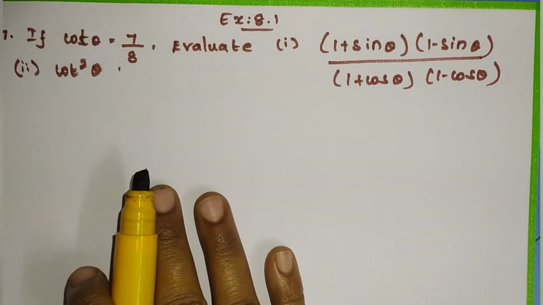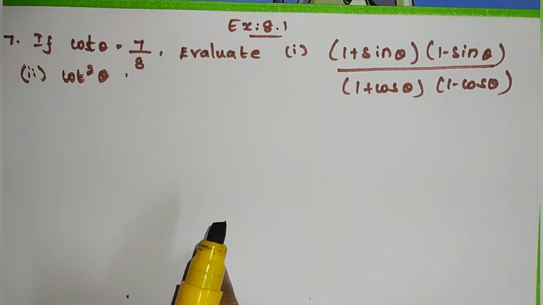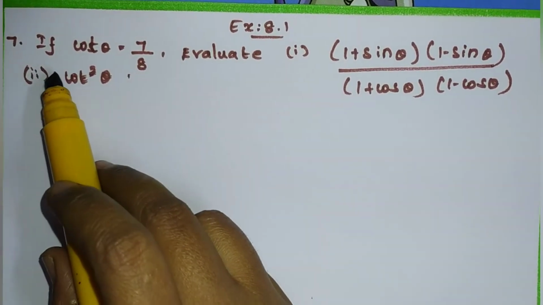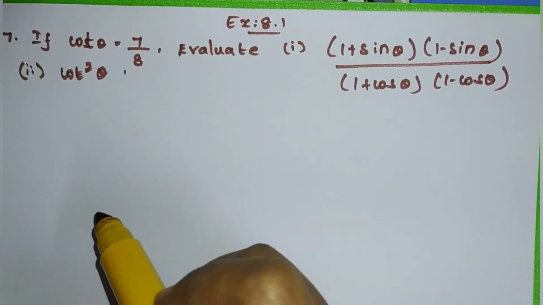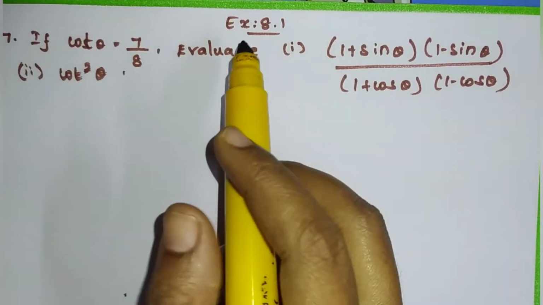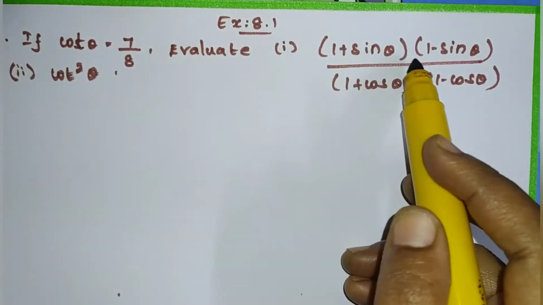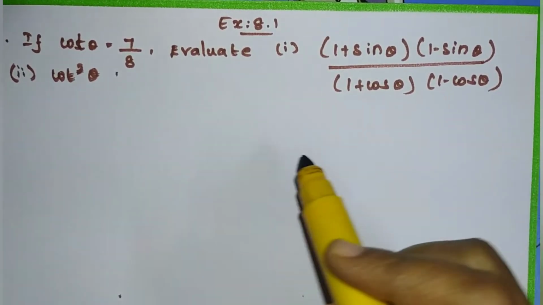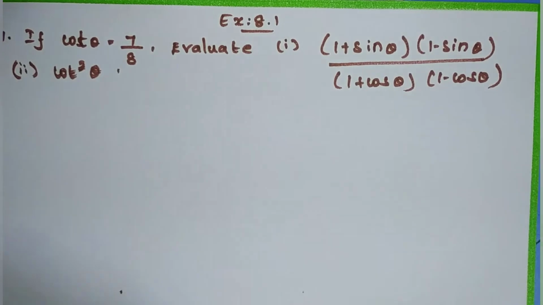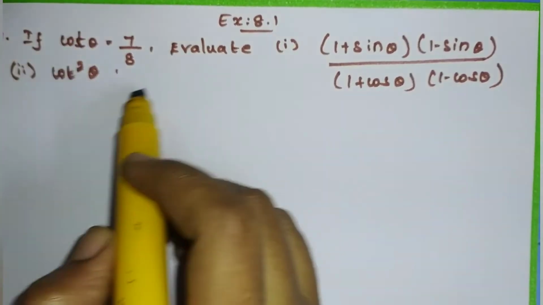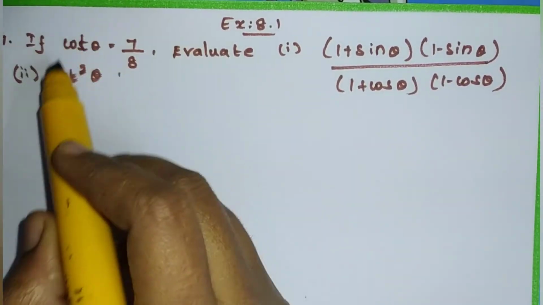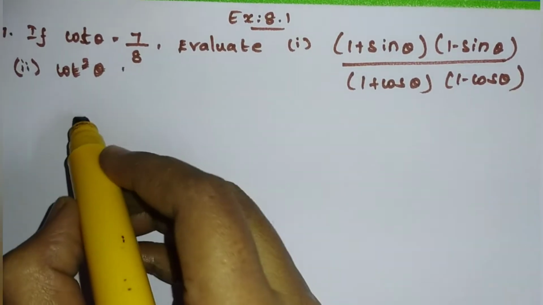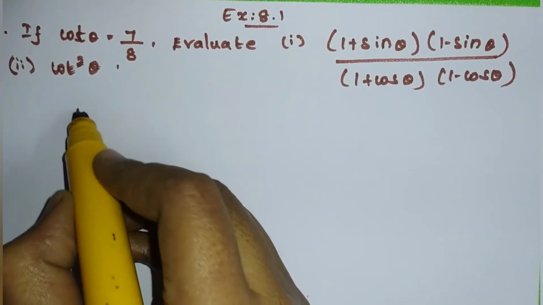Namaste students, in this video we are going to see the 7th and 8th problems of exercise 8.1, 7th problem first. If cot theta is equal to 7 by 8, evaluate (1 plus sin theta)(1 minus sin theta) divided by (1 plus cos theta)(1 minus cos theta), then cot square theta. So first we have to find the missing side by using that cot theta is equal to 7 by 8. Then first write the formula.